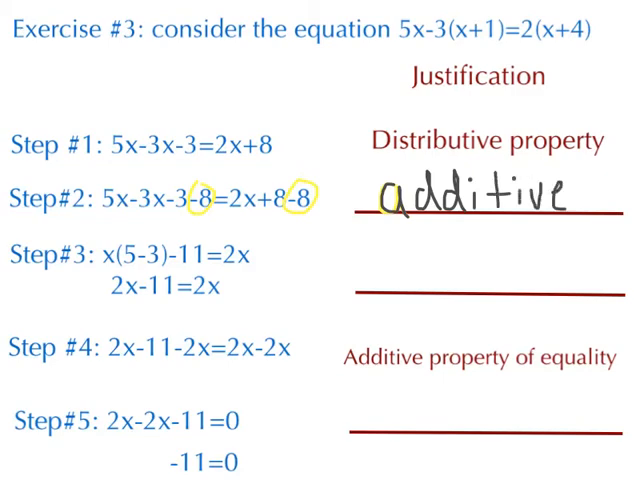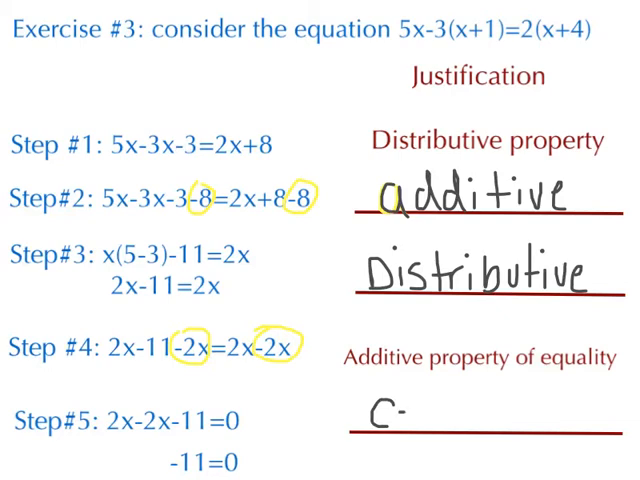Step 3, I'm pulling that x out again, so therefore it is the distributive property, just kind of reverse looking. Step 4 is an example of the additive property of equality, because I'm doing minus 2x on both sides. And the last property, step 5, I'm changing the order of things on the left-hand side to make it say 2x minus 2x, and that's going to be the commutative property.